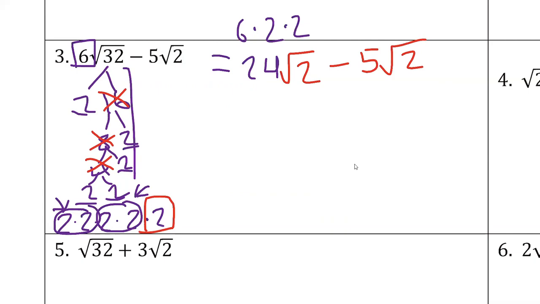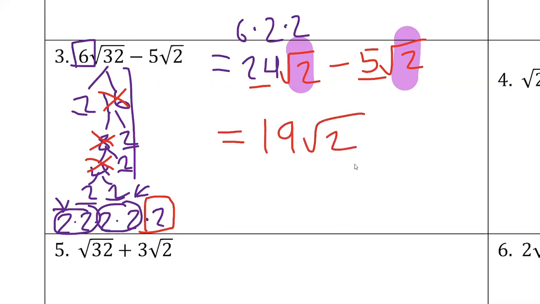But now this is like a problem we saw in number 1 and number 2. We have the same radicand, so we can add or subtract these. So in this case, we're subtracting. So you subtract 24 minus 5. That would be 19. The radical, we don't change. So that's the big idea.